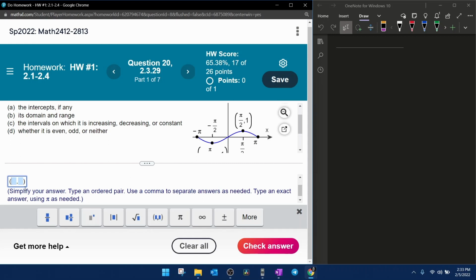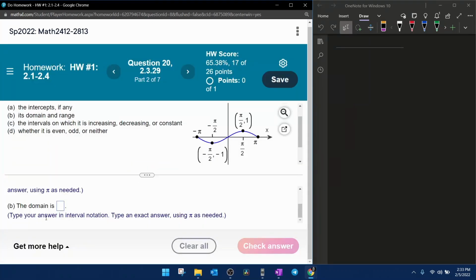Negative pi comma 0 would be the first x-intercept. Now we do need to separate these ordered pairs with a comma. And then the next ordered pair, the next intercept, would be at the origin, 0, 0. Notice that that is not only an x-intercept, it is also the y-intercept. And last but not least, we have another x-intercept here at pi comma 0. And I believe that is going to account for every intercept.